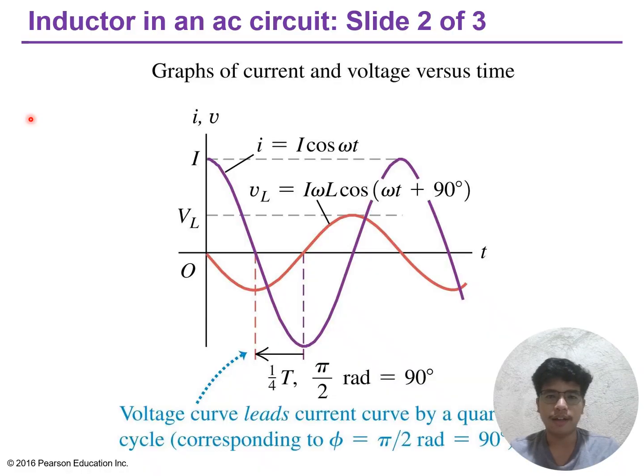The voltage across the inductor, V sub L, leads the current by exactly 90 degrees, or pi over 2 radians, meaning the voltage phasor points 90 degrees counterclockwise from the current phasor in the complex plane. Conversely, we can say that the current lags the voltage by 90 degrees, which is the same statement expressed differently. The current reaches its peak 1/4 cycle after the voltage reaches its peak.